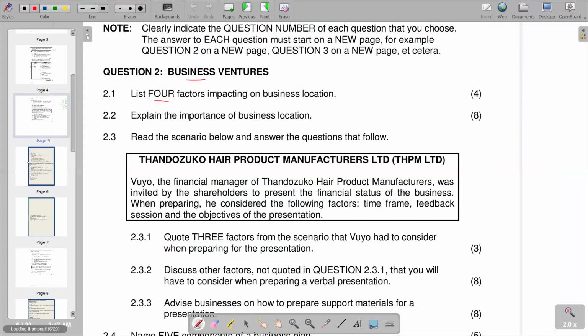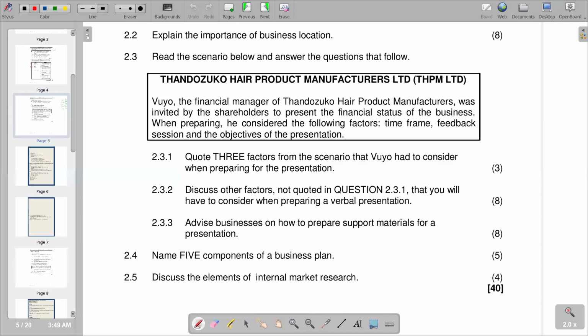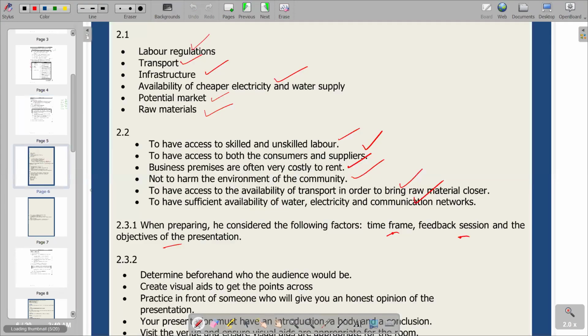So we go to the next part of the question, which is going to be 2.3.2. So then try to see what do we have. Our 2.3.2 is our next question. It says: discuss other factors not quoted in question 2.3.1 that you have to consider when preparing a verbal presentation. So what are other factors that we have to take note of when you're preparing a verbal presentation? So we have a list of those factors that we can also take note of.